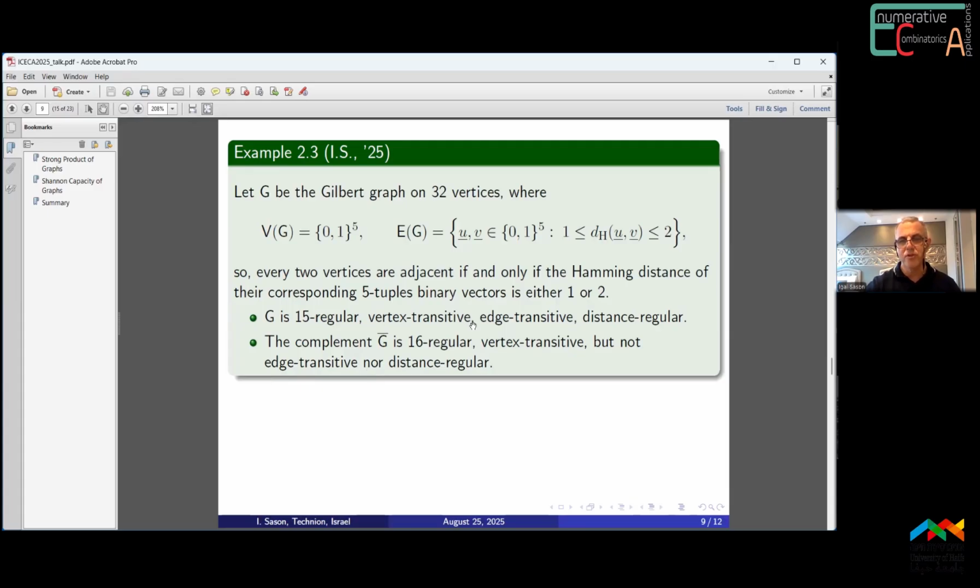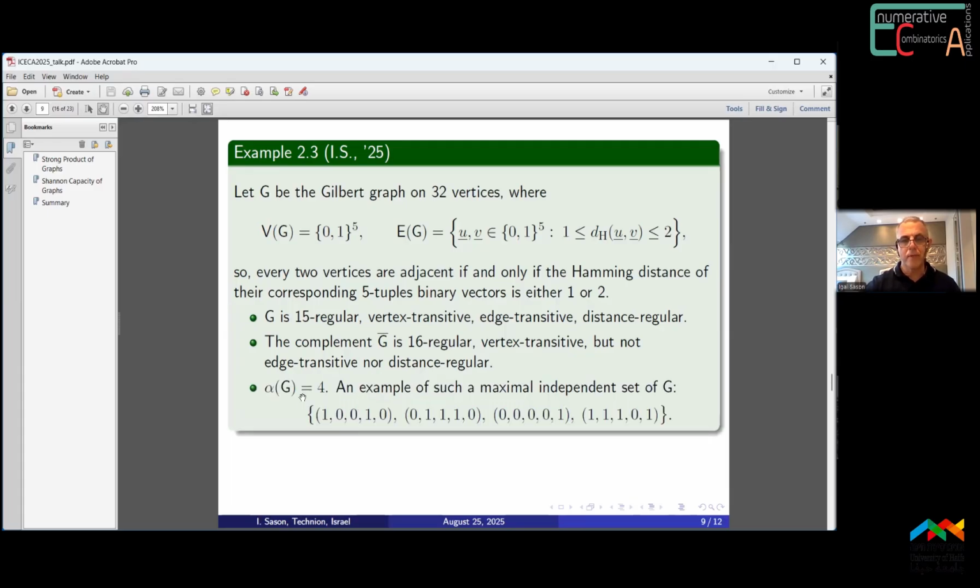Because if G and G bar were both H transitive, then the Lovász theta function and the Schrijver theta function would have been identical. So in that case, alpha G is easy to compute. It's after all a graph on 32 vertices, and the independence number is 4, and this is an example of a maximal independent set.